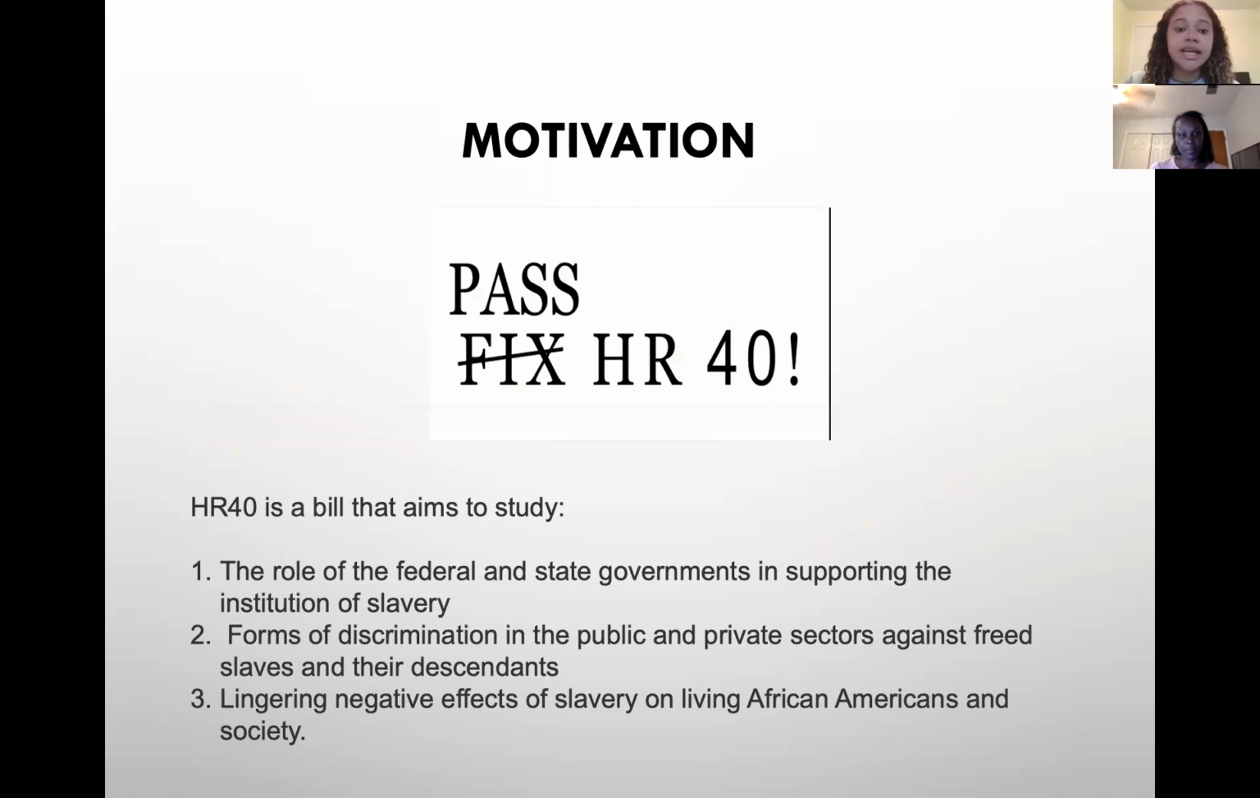So for my motivation to pair along with Naghme's, I was motivated by the HR 40 bill that is introduced into Congress every year. This bill is aiming to study the long-term effects of slavery on the current situations for African American communities. Now, this bill is commonly known for its influence on reparations. It is believed that this bill will pass reparations, but it is not. So what this bill is aiming to do and what we're using to pull from this is number 3, the lingering negative effects of slavery on living African Americans in society. And we want to link that to unconscious bias and how that affects our incomes in the Black community.